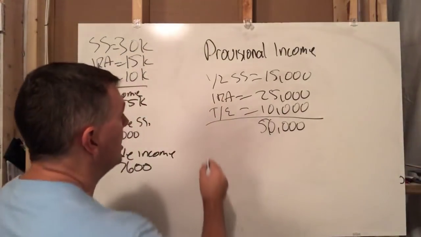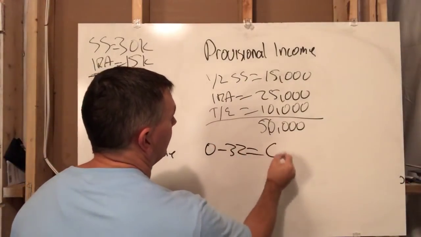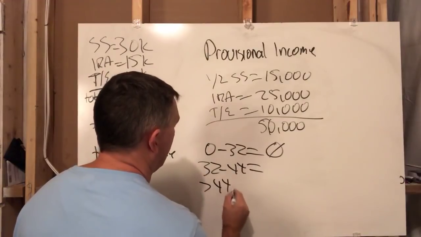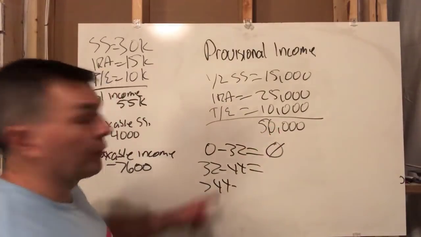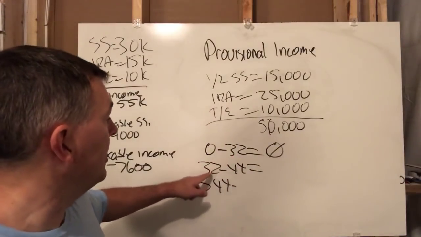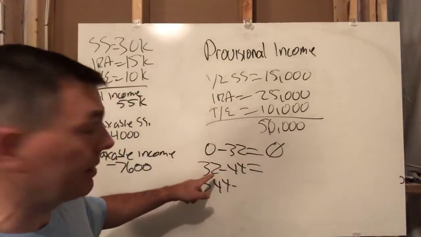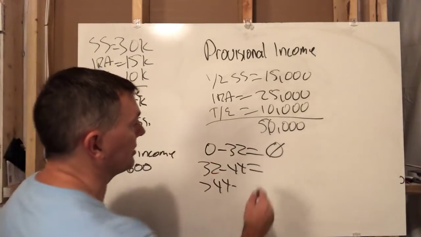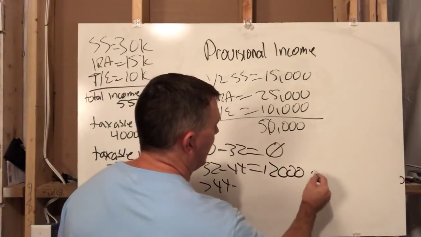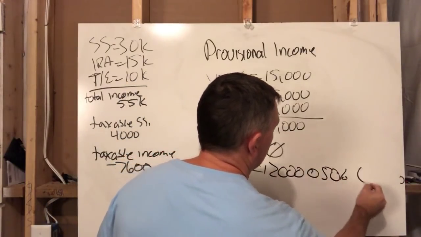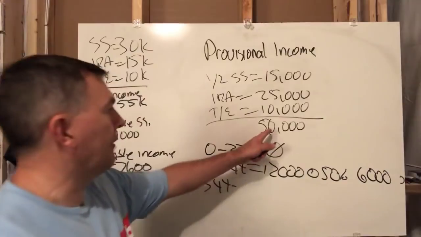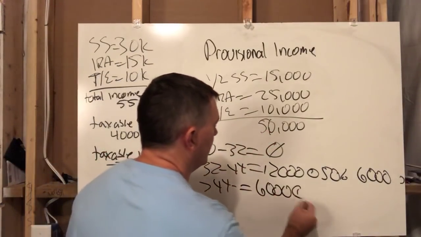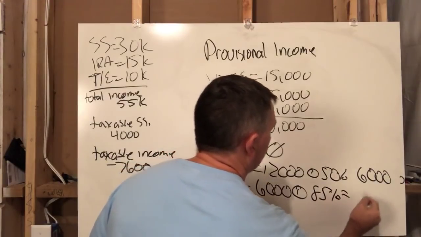So now we have to figure out how much of that is taxed. 32,000 to 44,000, and anything above 44,000. So here we got 50,000. The first 32,000 is not subject to tax. The next amount from 50,000 minus 32 leaves us $18,000 total, which means 12,000 of that is subject to tax. 12,000 is taxed at half of that. You multiply that by 50%, which is $6,000. And then you got 50,000 minus 44 equals $6,000, which is 85%, which is $5,100.